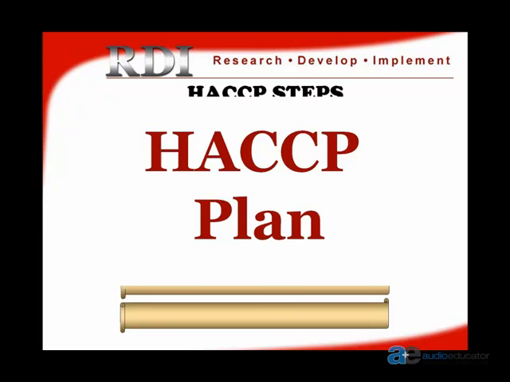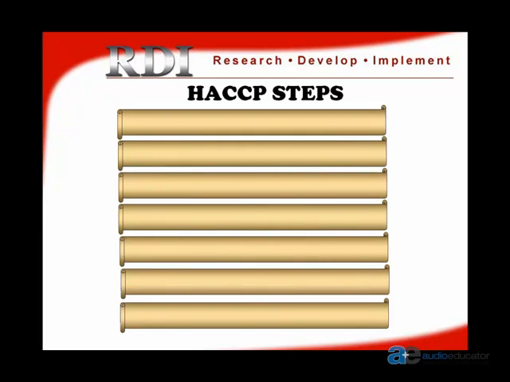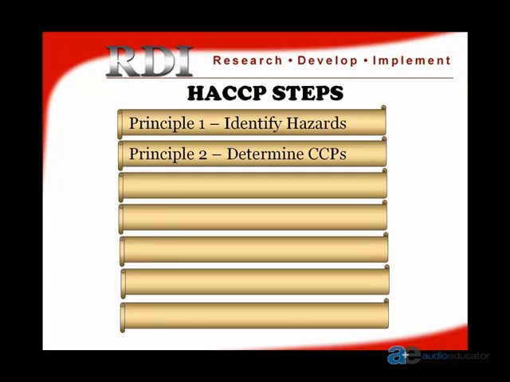I'm not going to go into a lot of detail about the HACCP plan, but there are the 7 basic HACCP steps that you have to put your plan in place. First, you look at your process and you identify the hazard points in your process. That's principle number 1. For those particular hazard points, you identify the critical control points that you want to control. Then you establish the critical limits of these points.